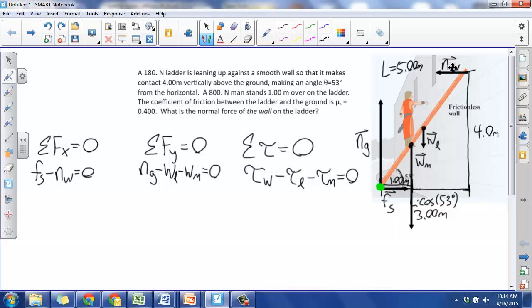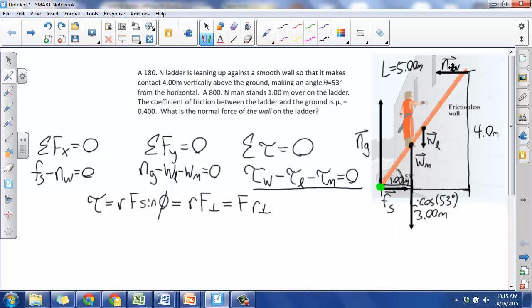Well, it's going to turn out that the torque equation might be enough for us to solve this problem. So let's focus on the torque equation first, and then we'll use the other 2 equations only if we have to. Okay? So, let's start filling in the torque equation. Now, the equation for a torque is either R times F times sine of the angle between the radial arm and the force, or R times F perpendicular, or F times R perpendicular.